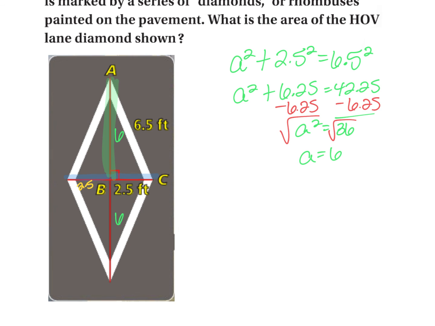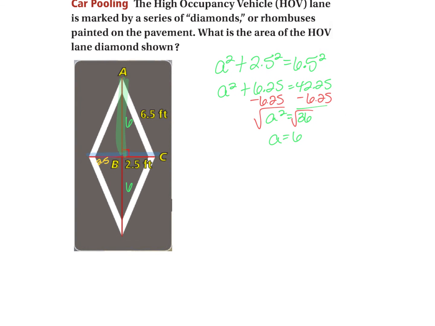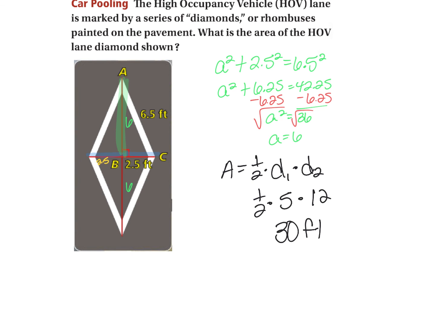All right, that wasn't too bad. Now let's do our formula. So we have 1/2 times d1 times d2. I'll have d1 be my yellow, the horizontal line. 2.5 plus 2.5 would give me 5. Times d2 is 6 plus 6, so 12. And that gives you 30. And what's my label going to be?